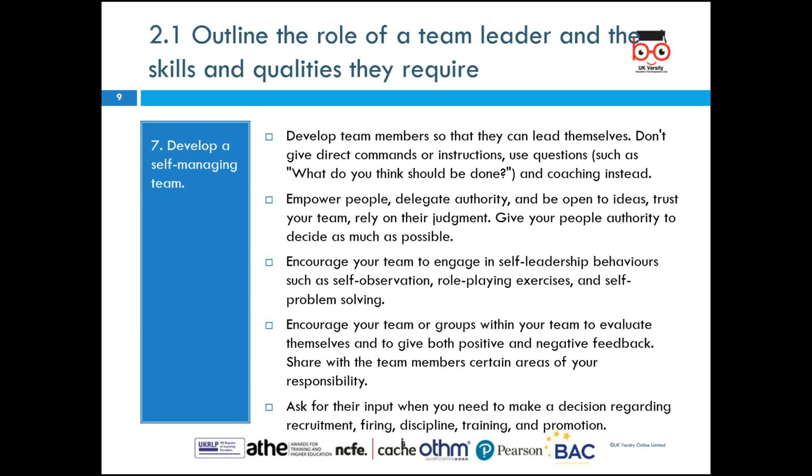Number 7 is develop a self-managing team. When you're having a team, you don't want to be micromanaging them all the time. You want them to have a bit of autonomy where they can actually say, right, I've got these tasks and I'm going to set my own schedule up and I'm going to work on them during this week. As long as they're meeting their goals, as long as they've got their targets and they're coming in on time, let them work and manage themselves.